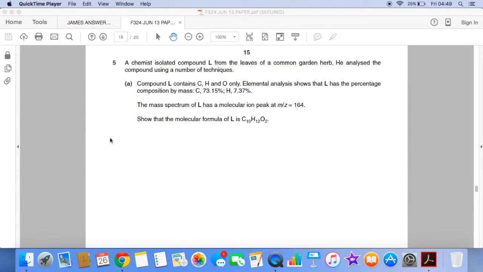An NMR question here that looks at the analysis of compound L from the leaves of a common garden herb. So we're told in part A that compound L contains carbon, hydrogen and oxygen only, with the following percentage composition by mass. And you'll notice that the oxygen percentage is missing. We've got a molecular ion peak at M/Z 164, and we've got to show the molecular formula of L is C10H12O2.